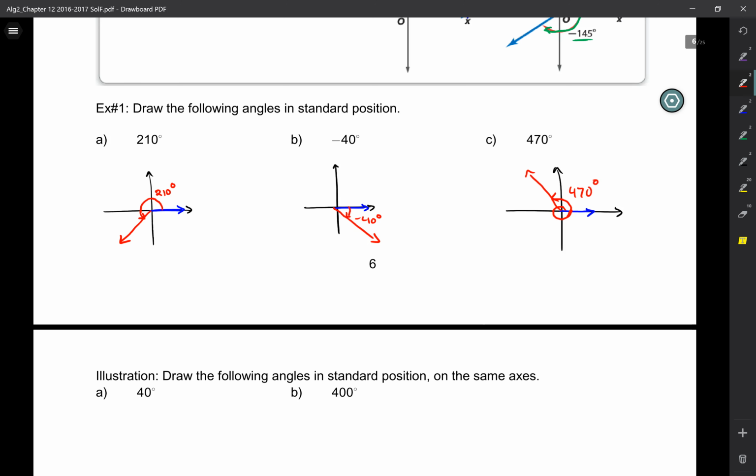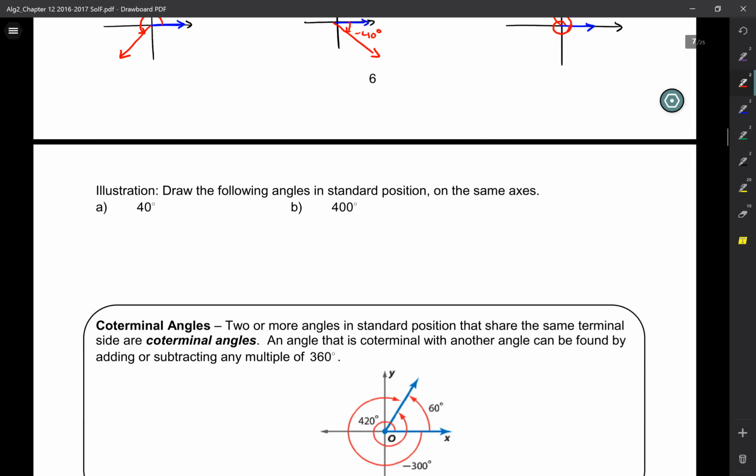Can you explain again the difference between the terminal side and the initial side? The initial side is the blue one, the first one. The terminal side is the second one that you draw, the red one. The terminal, the ending. Initial side, terminal side. Okay.